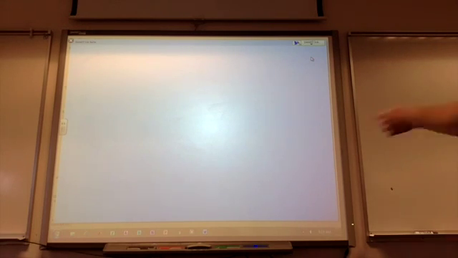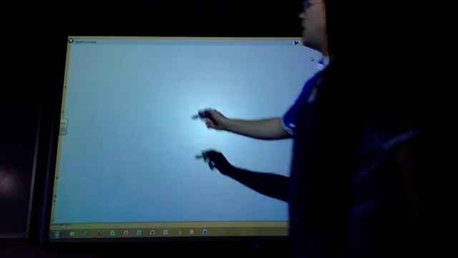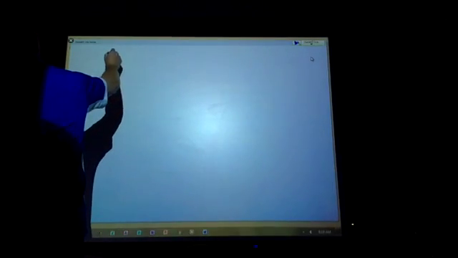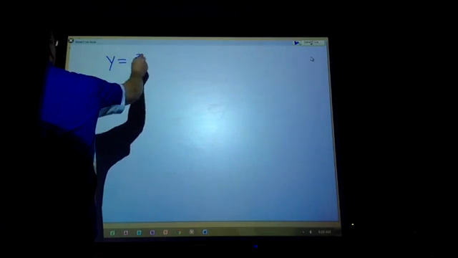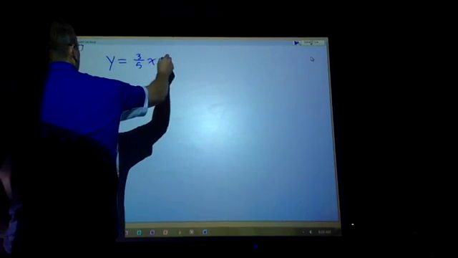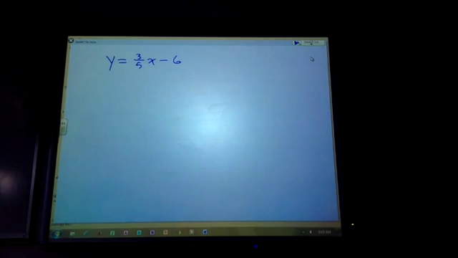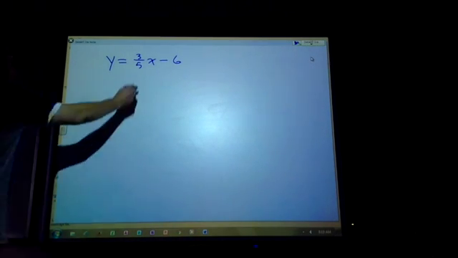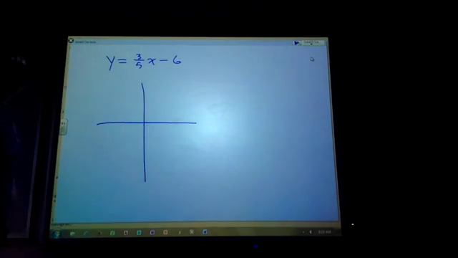All right, let's do this real quick. Let's talk about, help me out. If I have this, how would I graph that? How would I graph it?